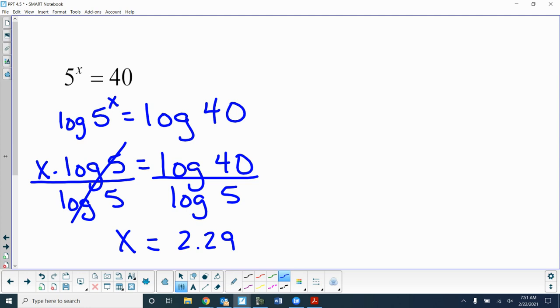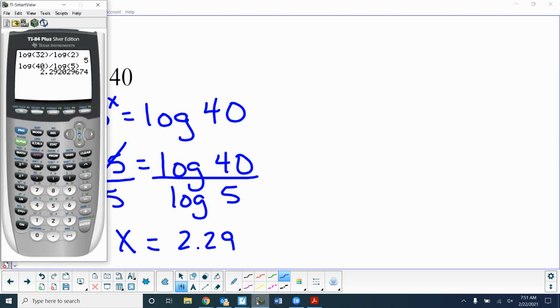So normally most kids will do that. And this one we have to do that because I cannot write 40 as 5 to some power. 5 to the first is 5, 5 squared is 25, 5 cubed is 125. So if you want to check, you can go 5 caret answer. So check if you want.